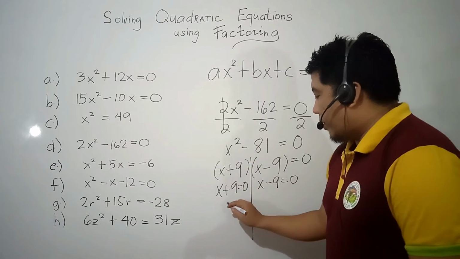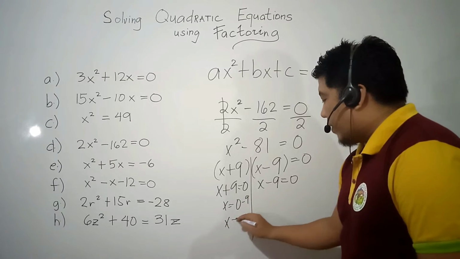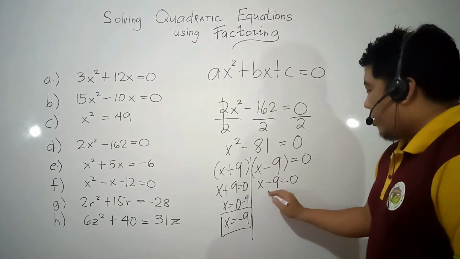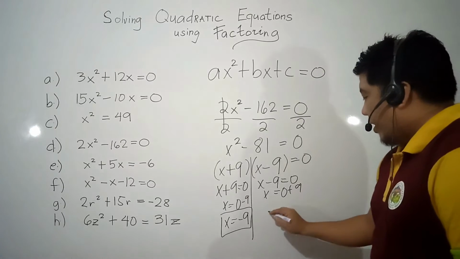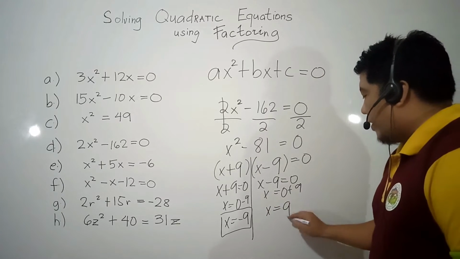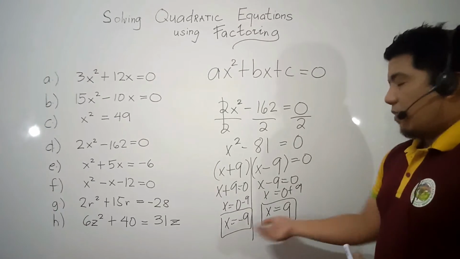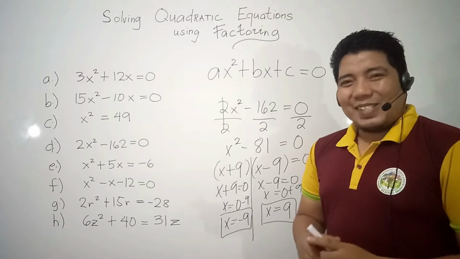And solving them separately by transposing, so 0 minus 9, giving us a final result of negative 9. Okay, here, transposing negative 9, this will give us 0 plus 9, giving us the final result of 9. So therefore, the values for our x are negative 9 and positive 9. Very easy, right? Okay, let us continue.